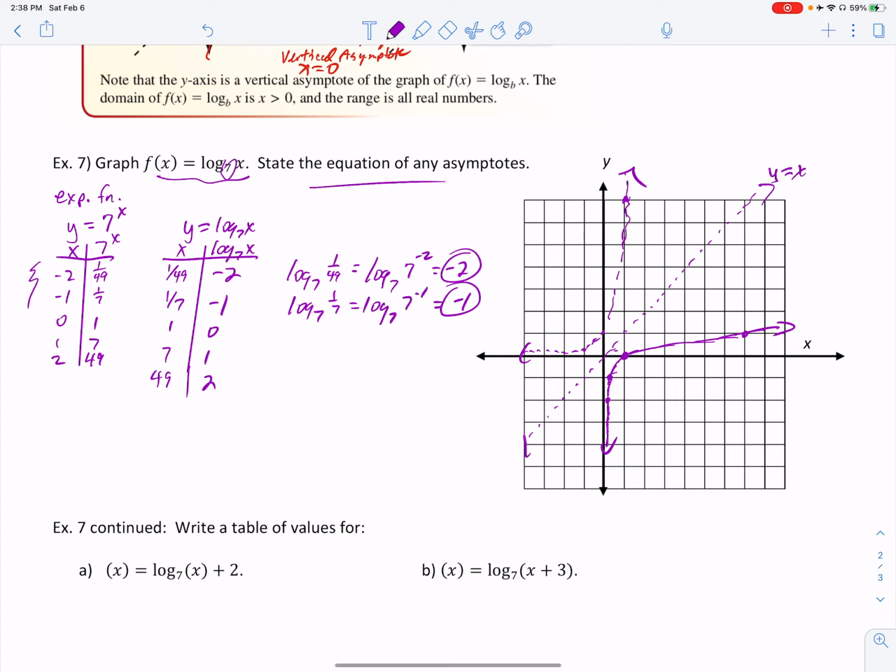So state the equation of the asymptotes. And so we have for this function a vertical asymptote, and it is the y-axis, so it's x equals 0. And you should also be able to state the domain, which is 0 to infinity, and the range, it goes from -infinity to +infinity.